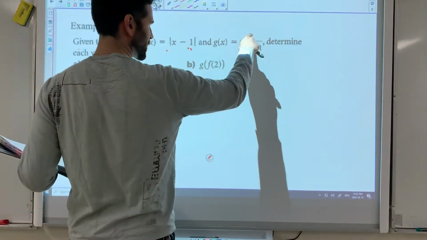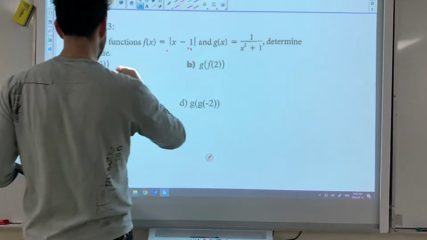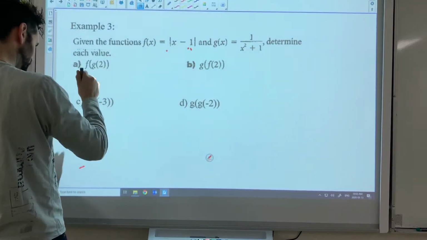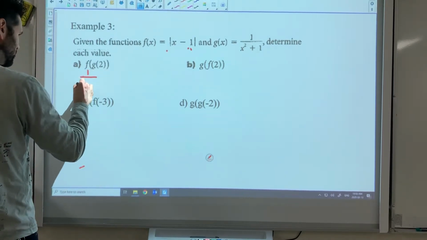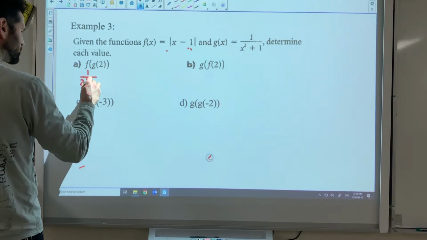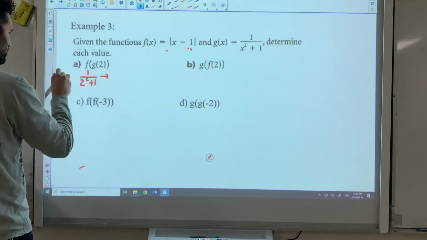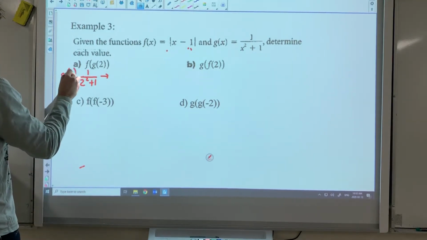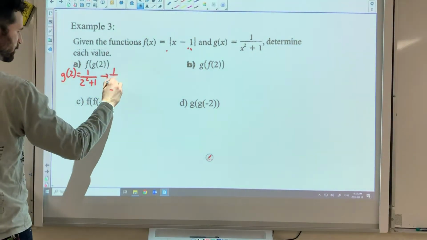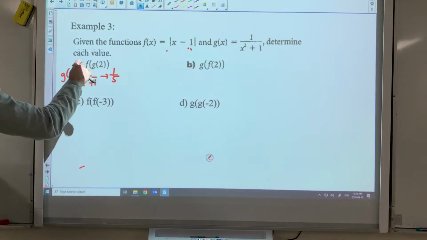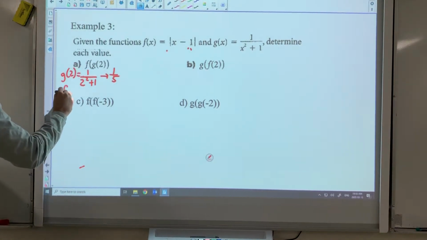So plug in 2 to get 1 over 2 squared plus 1. There's not a lot of room. What does that give us? 1 over 5. So I just wrote g of 2 equals this. That's 4 plus 1, so we get 1 over 5. Then I need to go find f of 1 over 5.